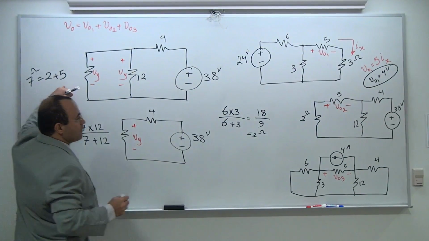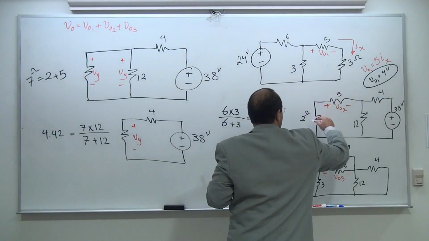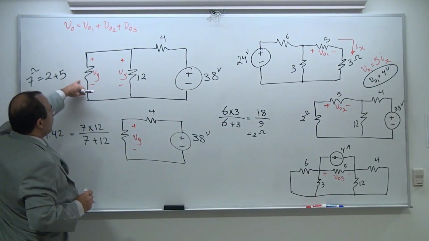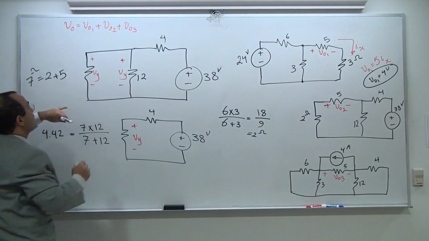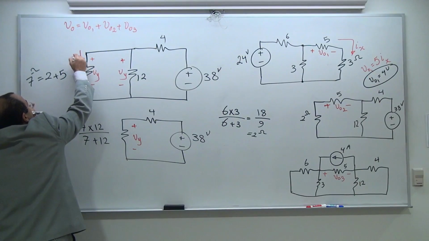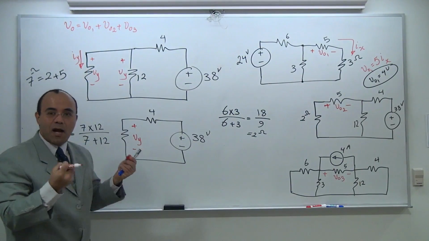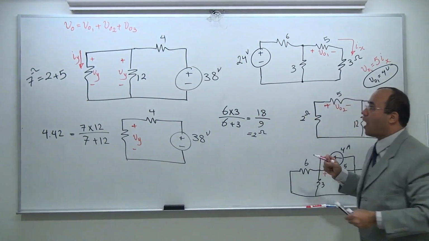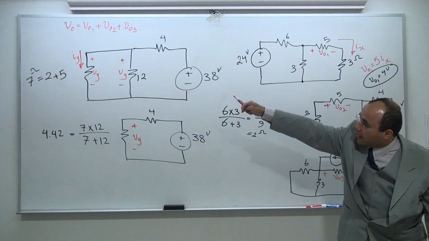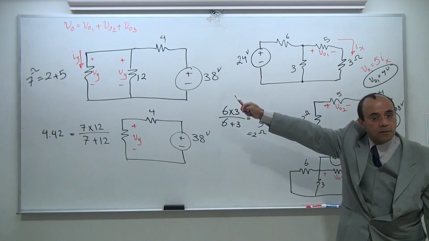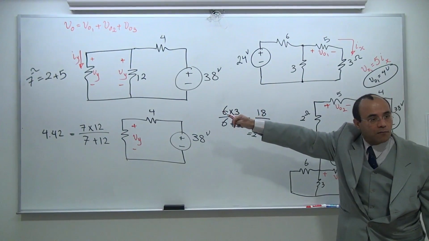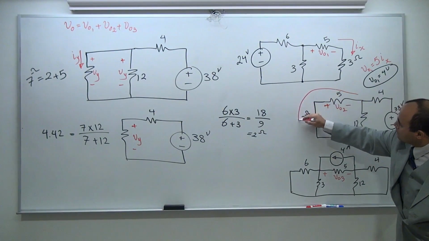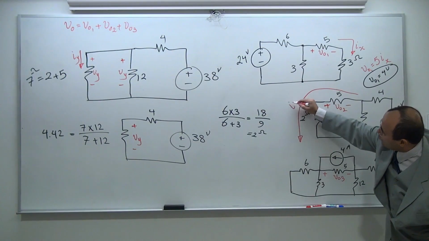Now 2 plus 5 is the series combination of 2 ohm and 5 ohm. This 7 ohm is coming from series. So I need to find this Iy. Where is my Iy? If you want to go back and say where my Iy is, my Iy is coming from the top of the 7 ohm down to the bottom of the 7 ohm. My Iy is this way. It's very important for you to see this.